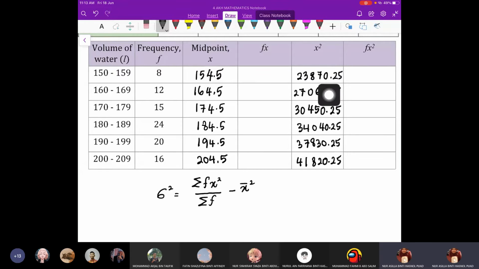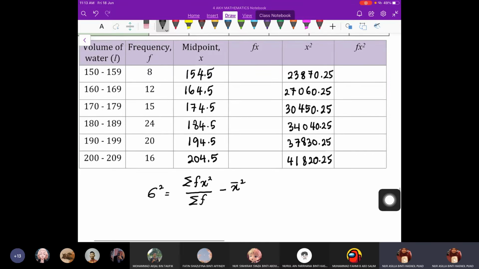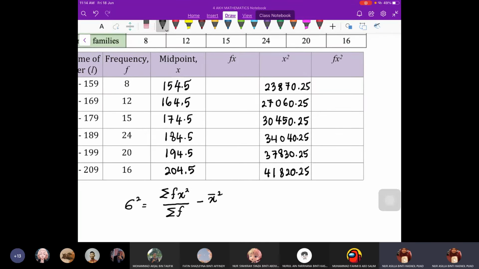Fx square. Jadi, kamu kena darabkan frekuensi dengan x square, letak dekat sini. Okay. So, buatlah. So, darab the first one. Salah. Bukannya midpoint. F. So 8 multiply dengan 23870.25. So 190962.